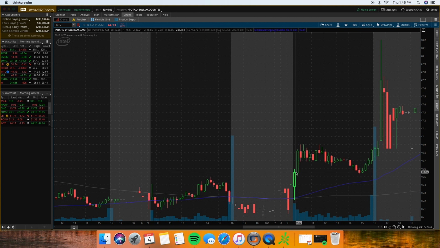It's the people that don't want to miss out on the move. They're still sitting there with their order saying, I want to get in if it comes back to 46.50. So what does it do? It comes back exactly to that spot where it broke out, and it just heads higher.